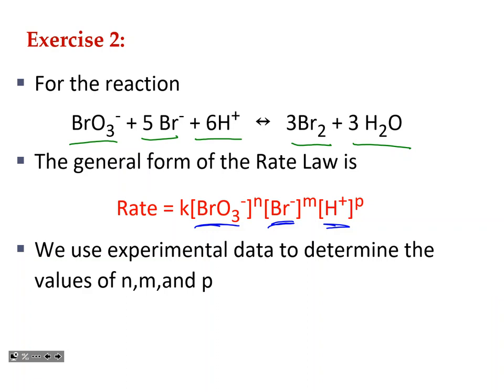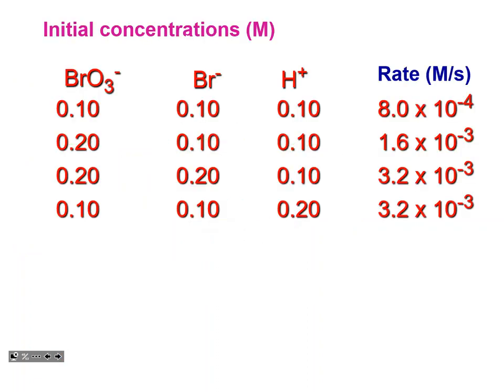Now we're going to look at our data table, which is on your sheet there. This is done through the method of initial rates. They'll give you a data table like this, where they show you the concentrations of the different reactants, bromate, bromide, hydrogen. This is experiment 1, experiment 2, experiment 3, and experiment 4 that they run. The concentrations are different depending on the experiment. They also provide you the rate for each individual experiment. For the differential rate law problems, this is the kind of thing you're going to see. You're going to see these data tables with these initial concentrations and their calculated rates.